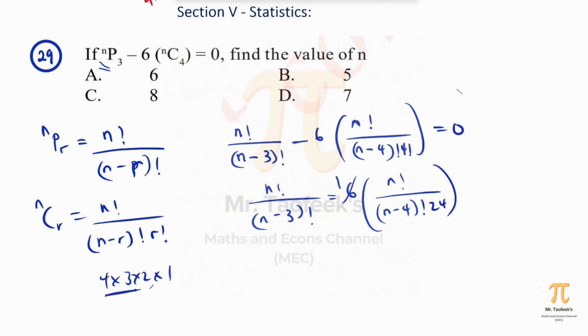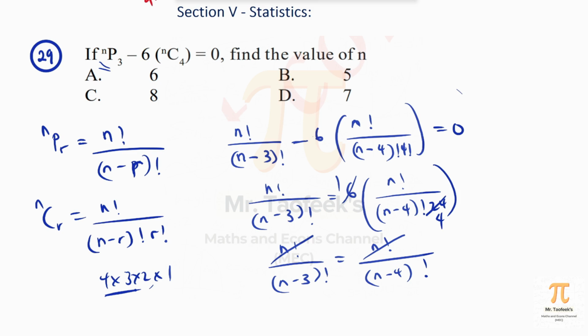And then the 6 here, 1 can cancel 6 here, which is 4. So we can have n factorial over n minus 3 factorial equal to n factorial over n minus 4 factorial. Now this is JAMB class. By now you should know that these two things can cancel out because we have the same equation.